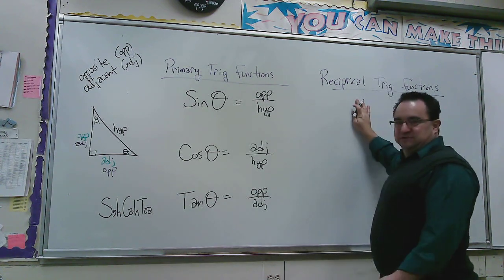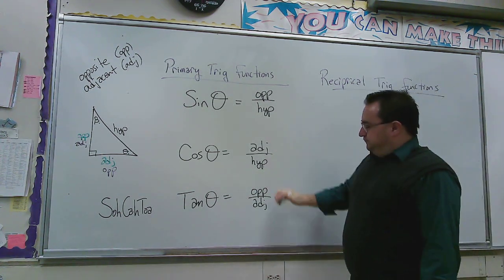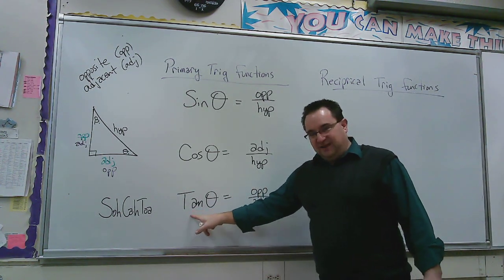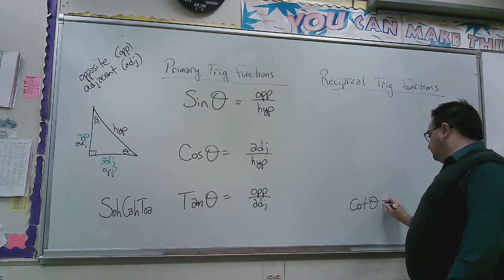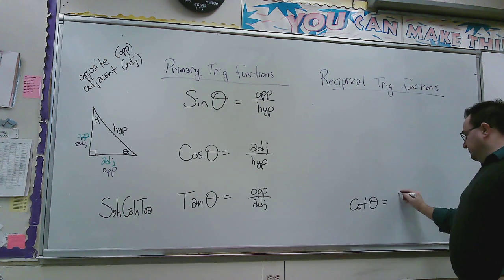All right, then we got the reciprocals. So the obvious one, tangent, its reciprocal is cotangent. And it's literally the reciprocal of that.